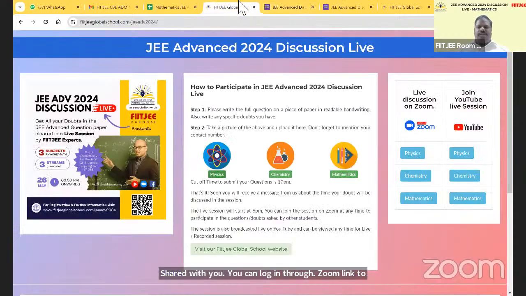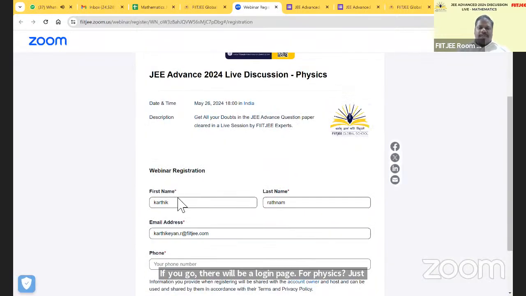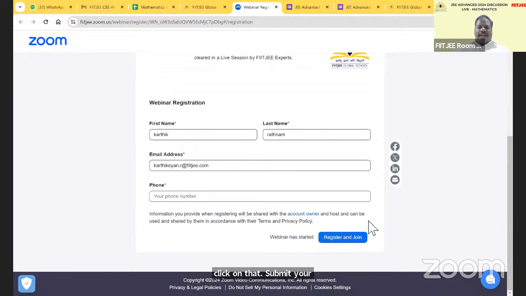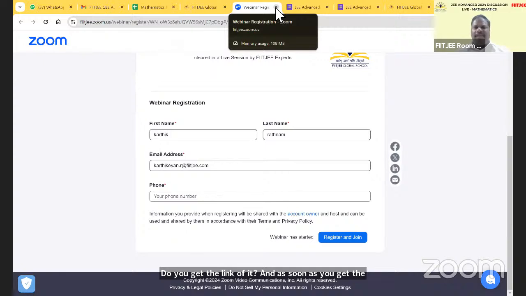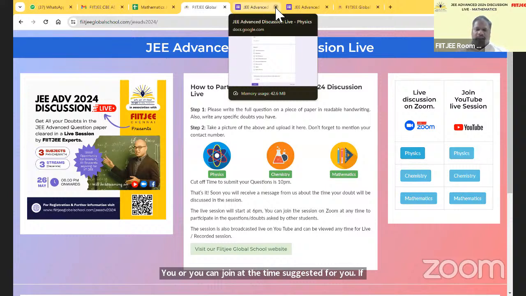On the same web page, there will be a login page for physics. Just click on that, submit your details, and register to join. Write your name, mail ID and mobile number over there, and you'll get the link in your mail ID. As soon as you get the link, you can join, or you can join at the time suggested for you. If you want to watch the entire session also, you can join. So this is how the entire process works.